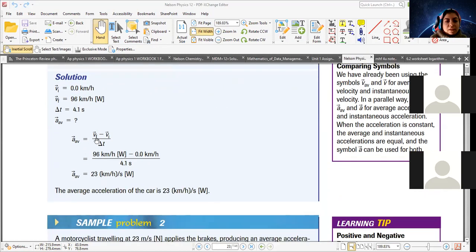So we know acceleration is final velocity minus initial velocity, divided by time. 96 minus 0, divided by 4.1. Make sure this is km/h per second. You can change km/h into meters per second, like we have shown before, but here they are fine with this answer.